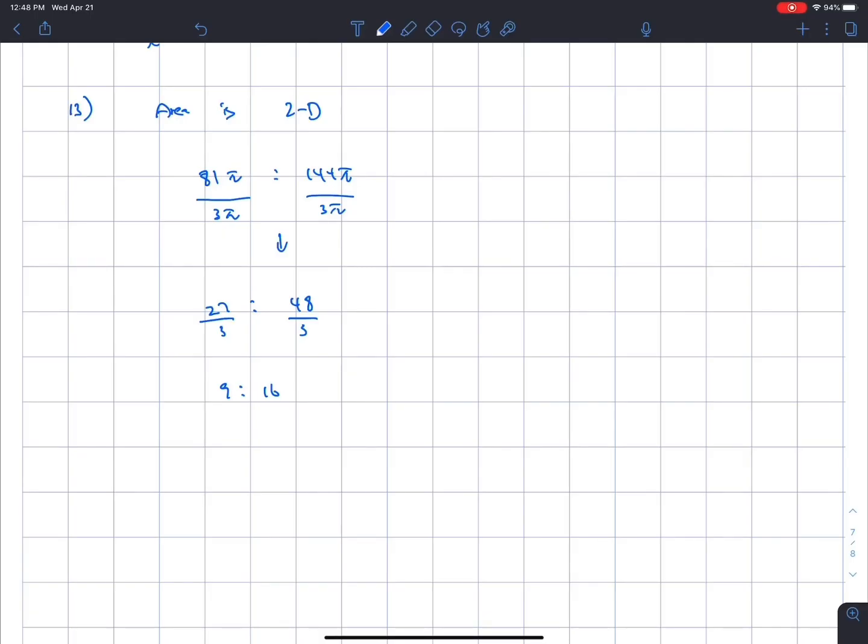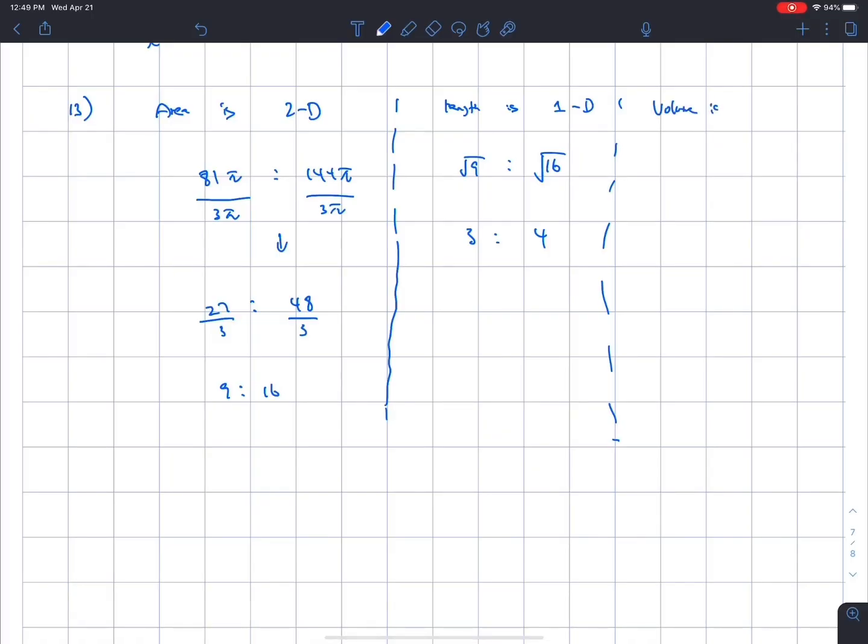Okay, so that's area. If you want to go back to length, length is 1-dimensional. So we would just square root the ratio between the area. So we get 3 to 4. Finally, we can go to volume. Volume is 3-dimensional. So from the 1-dimensional world, the length, we just need to raise it to the power 3 to get to volume. So the ratio between the volume is 27 to 64.